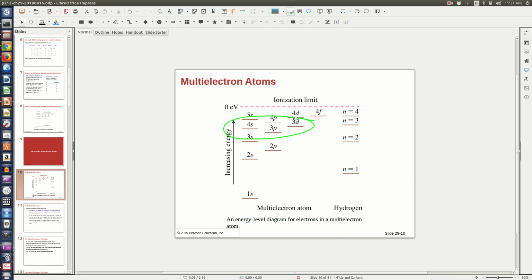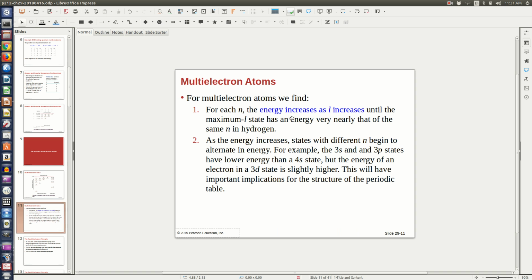You'll recall for the hydrogen atom that the energy of the levels in hydrogen depended only on n. So normally the n equals 4 state should have higher energy than the n equals 3 state. But when we consider the angular momentum of the individual electrons, we find out that the increase in energy as a function of l pushes the 3d state to be above the 4s state. We'll find out the implication of that shortly.